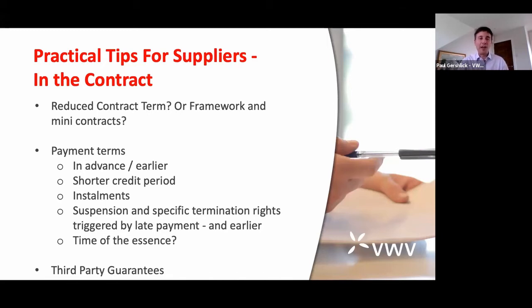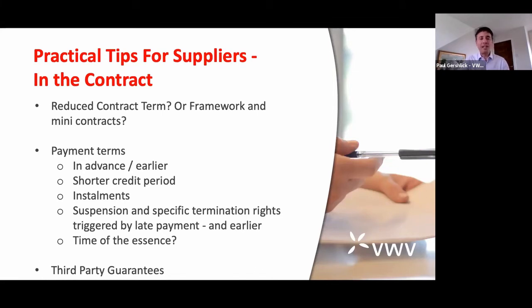Think about a clause having time of the essence for payment. Time of the essence escalates the payment obligation to one of a fundamental nature, so that if there is any delay, then the supplier can terminate the contract for any delay at all. I suspect the customer would resist that for the reasons just given.